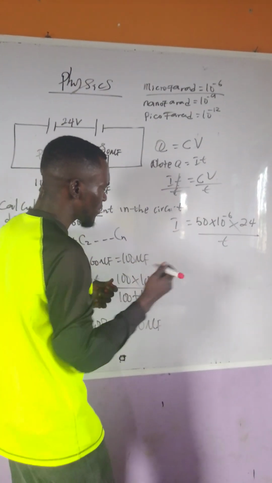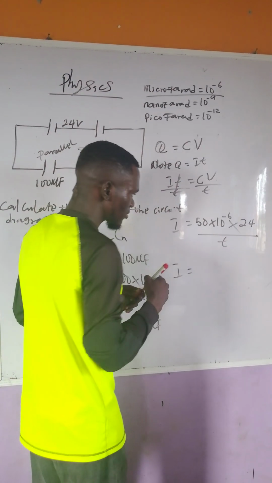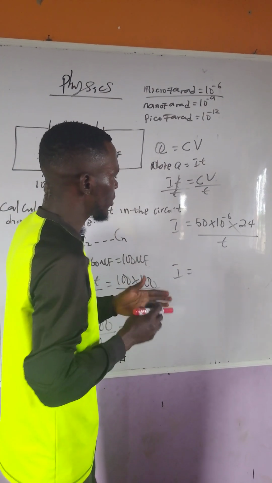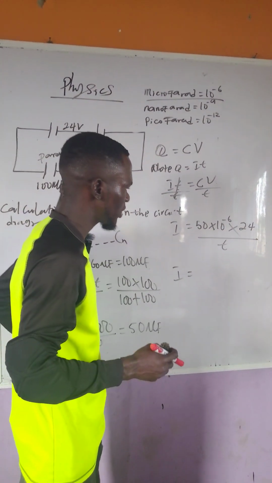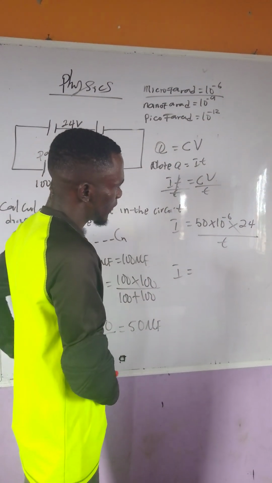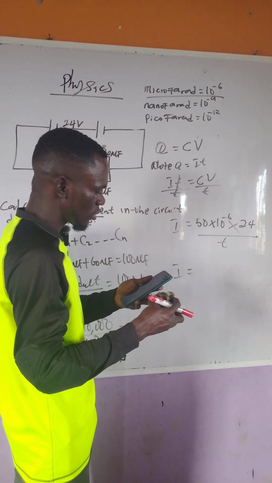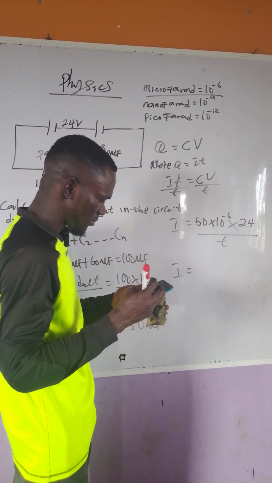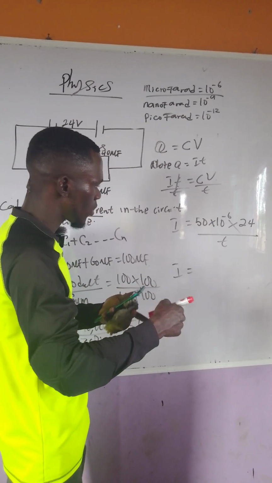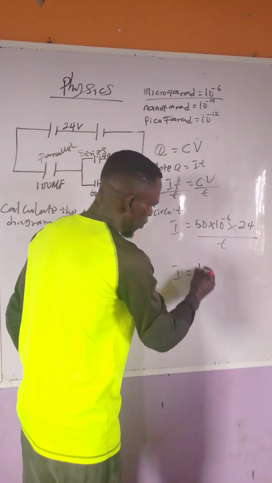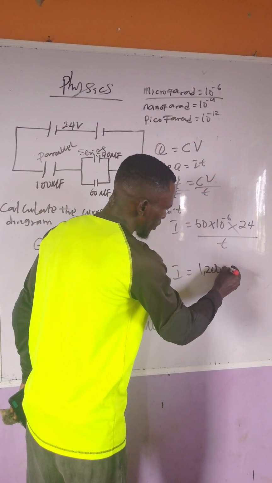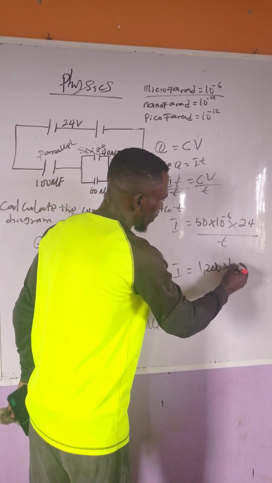So I'm going to have the current equals, when I multiply 50 times 24, that will give us, let's check it out, 50 times 24 should give us 1,200. So we have 1,200 times 10 to the power of minus 6 over t.